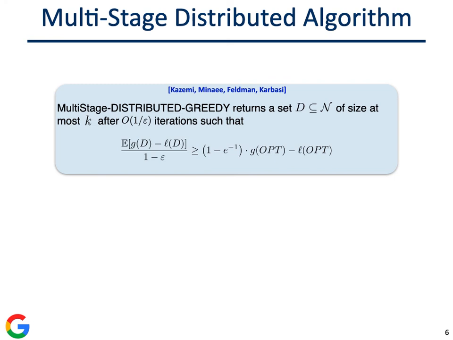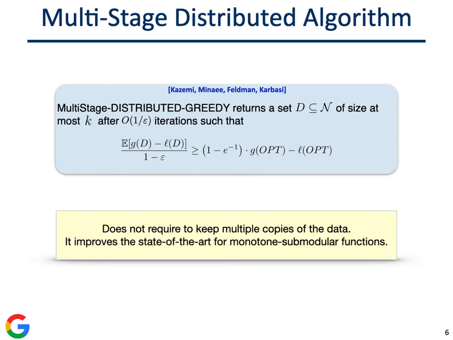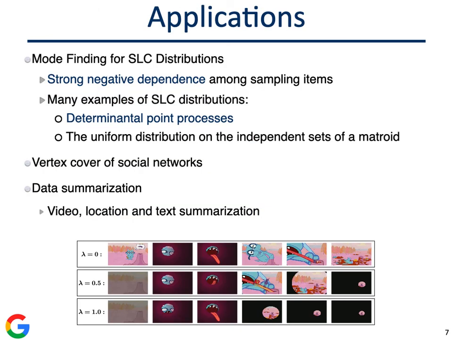Similarly, we provide a distributed algorithm for maximizing regularized submodular functions. This algorithm does not require keeping multiple copies of the data. Interestingly, it improves over the state-of-the-art algorithm for monotone submodular functions. In this paper, we also studied the applications of regularized submodular functions in mode finding for strongly log-concave distributions and several video, location, and text summarization tasks.